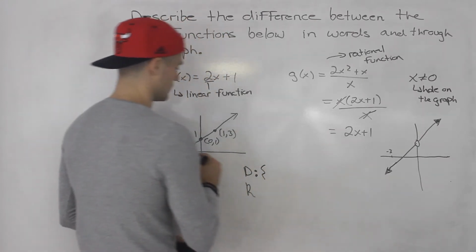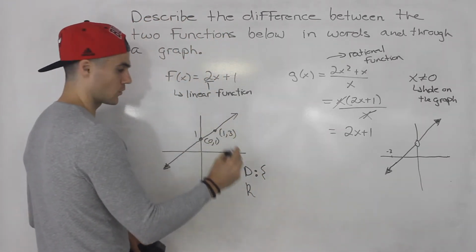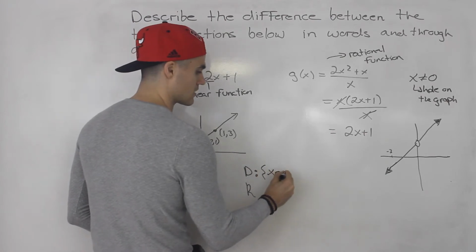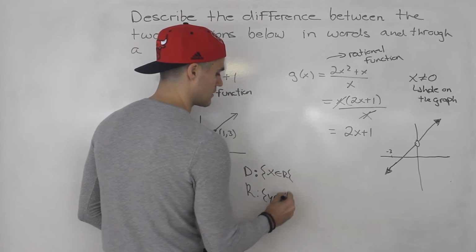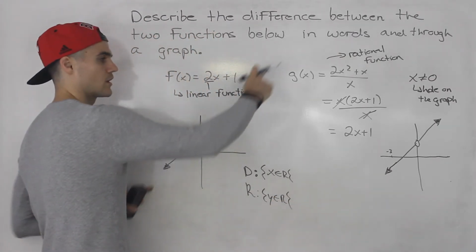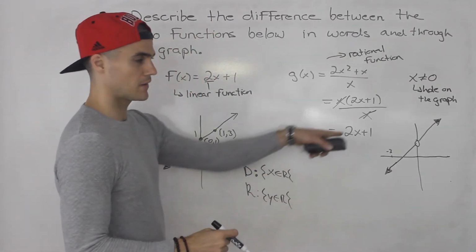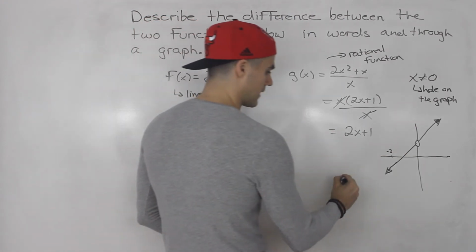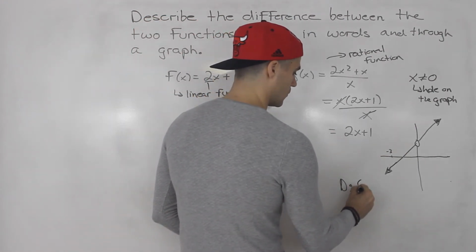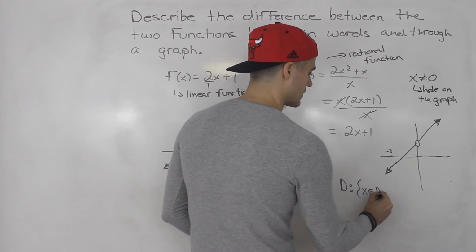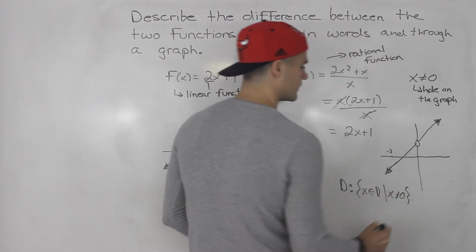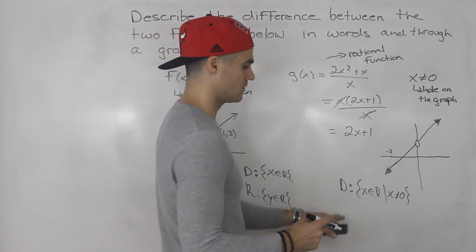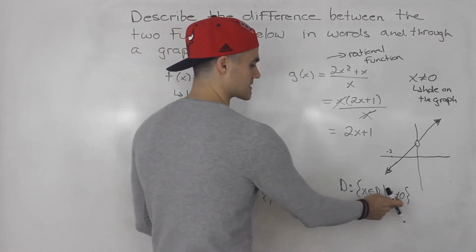The domain for this line here, with no restrictions, is just what? x is an element of the real numbers. And then what's the range? y is an element of the real numbers. y can be anything, x can be anything, right? This keeps going on forever and ever. What's the domain and range here? The domain would be x can be anything except x cannot equal 0. So anything other than 0, we're good, but x cannot equal 0.